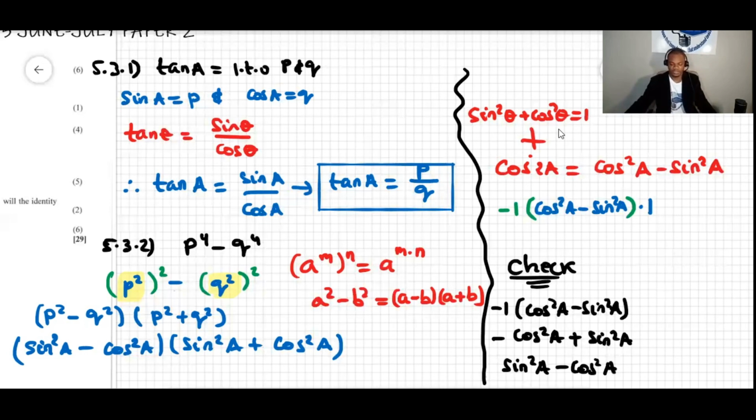Now, cos squared A minus sine squared A is just cos of 2A. So now we have -1 times cos of 2A times 1, and this is equal to -cos 2A. That's what we had to simplify. Thank you.